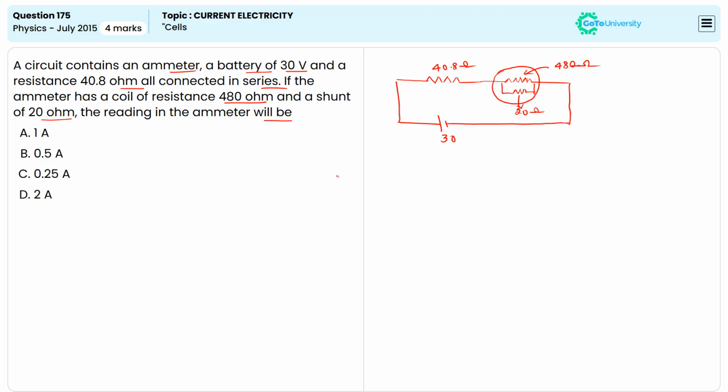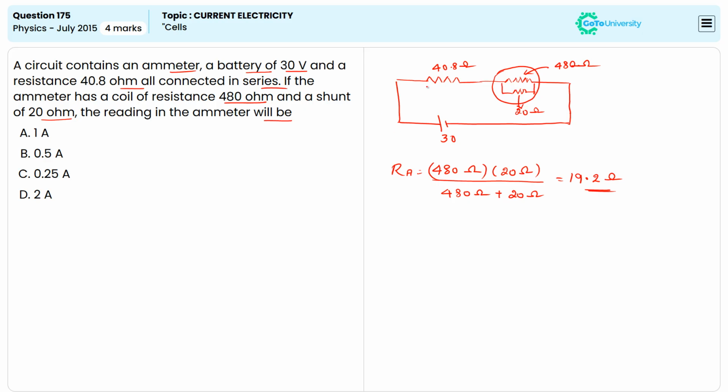The resistance of the ammeter can be calculated as RA is equal to 480 ohms plus 480 ohms times 20 ohms divided by 480 ohms plus 20 ohms. By simplifying, we get the answer, 19.2 ohms.